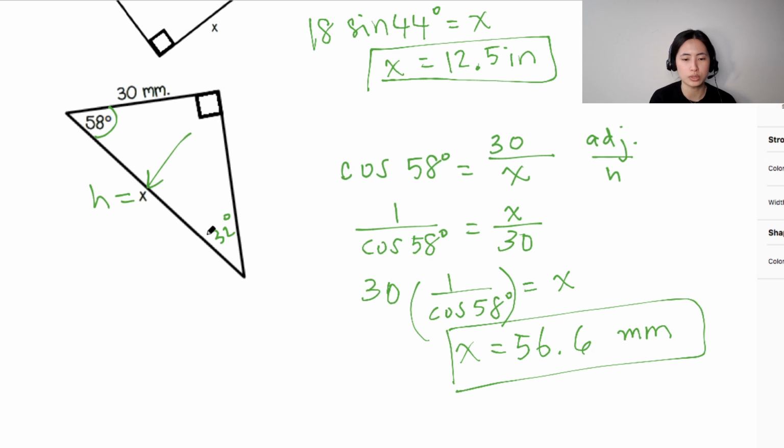But because you're using 32 degrees, you need to use the accurate or correct trig ratio. So in this case, it would be 30, right? So it's opposite over hypotenuse. So it would be sine 32 degrees as opposed to cosine.